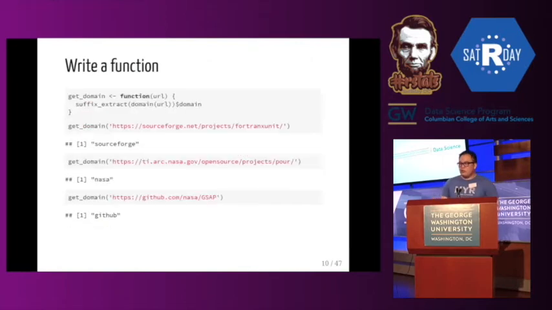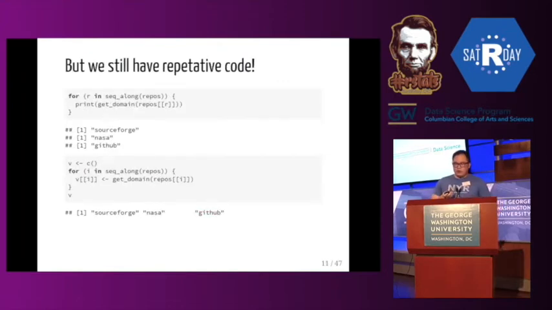So we can turn that thing into a function. It's a really simple function, but let's write this function called getDomain. It takes a URL, and then I can reuse that 3 times. But we still have repetitive code, right? So I still have to call that thing 3 times. So how do you get rid of repetitive code? One way is to write a function, and if it's still repeating, if you're calling a function multiple times, then you write something like a loop. So you could do something like a for loop in R. Here I'm using seq_along to iterate through each value in repos and printing the value of getDomain.